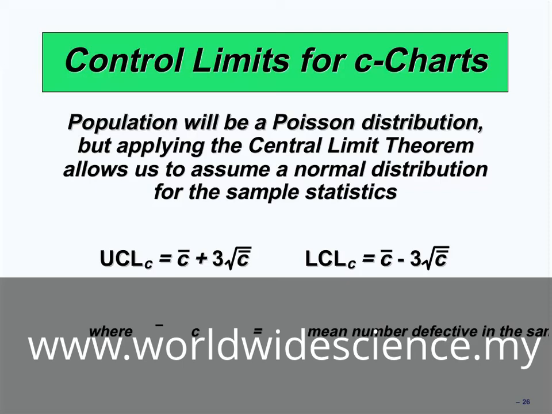In the C chart, also the number of defectives should be determined by the operation manager, and by this formula UCL and LCL should be calculated. UCL equals C bar plus 3 radical C bar, and LCL equals C bar minus 3 radical C bar. What's the meaning of C bar? C bar is the mean number defective in the sampling.